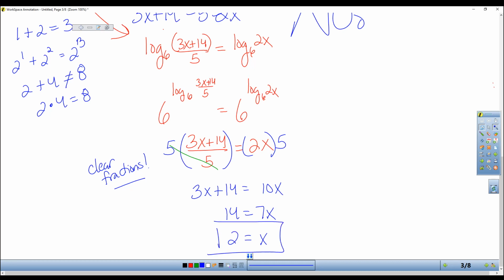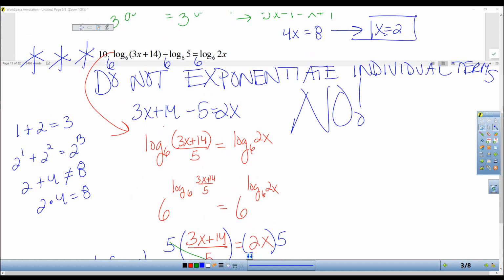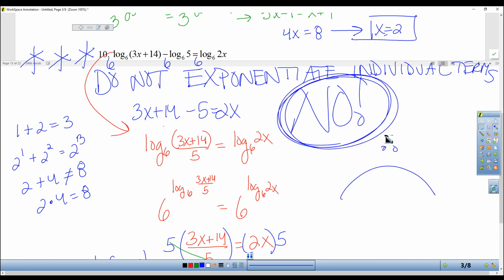But the place that everybody goes wrong is right here. They just think that they can put a 6 underneath each of those and just cancel it out. Despite my big frowny faces and whatever, somebody is still going to do this. And I will not give you any partial credit for this mistake. If that's your first step, you can't recover from that. You can't suddenly get points.